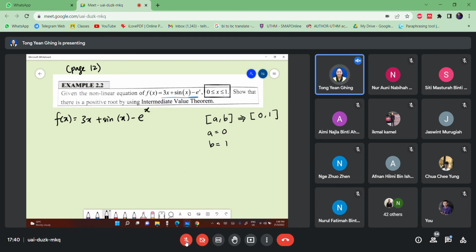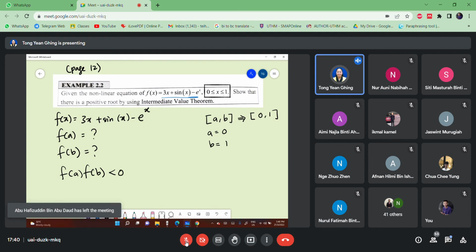So now I have to find fa. I have to find what is fa. So fa, and then I have to find fb. And then I have to multiply fa times fb, like this. So I want to check whether it is smaller or larger than 0.